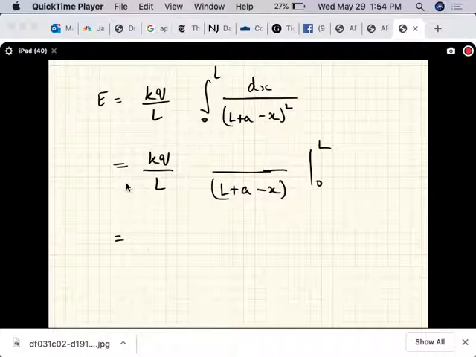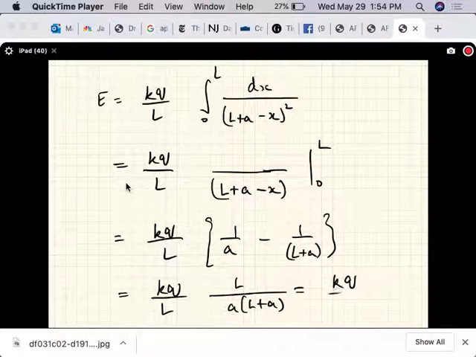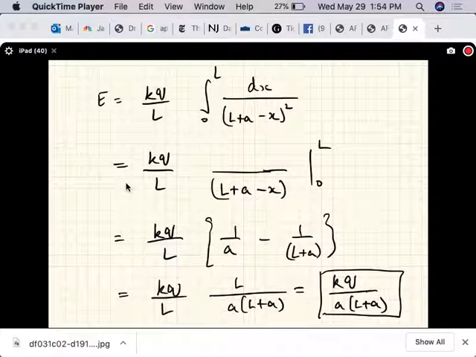So the second integral is easy, kq over L, and so 1 over a is the top one, minus 0 is 1 over L plus a. And a times (L plus a) minus a L, kq over a times (L plus a). And there is the electric field, and again this has the right limit.